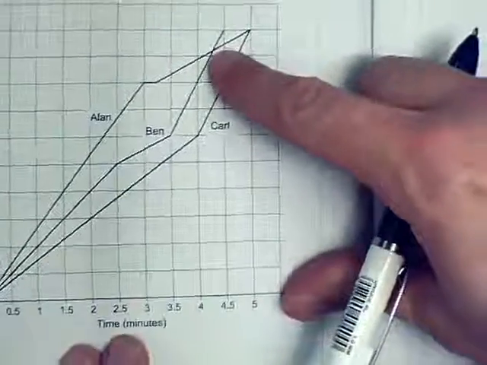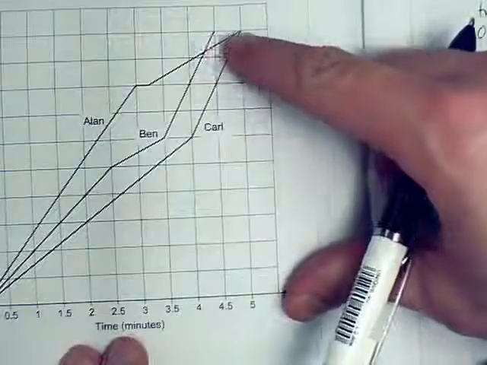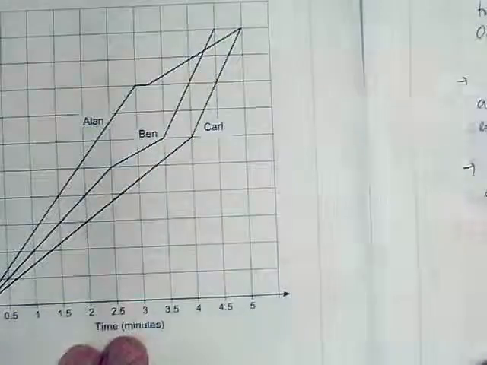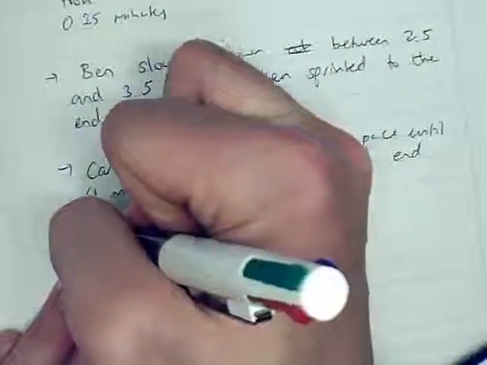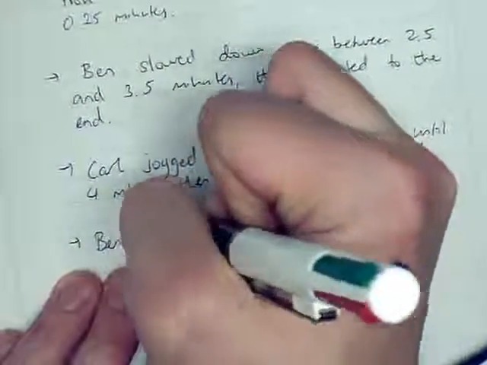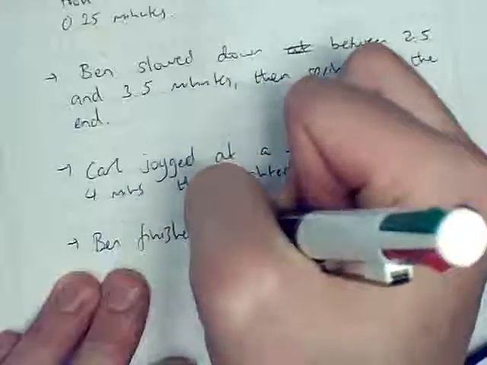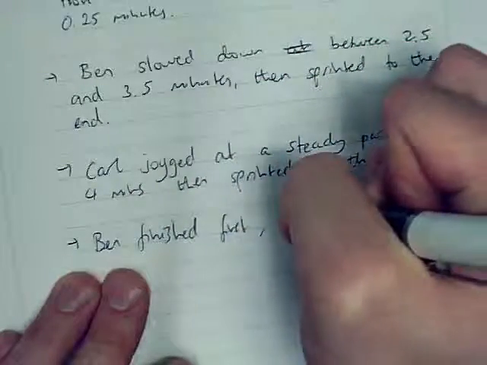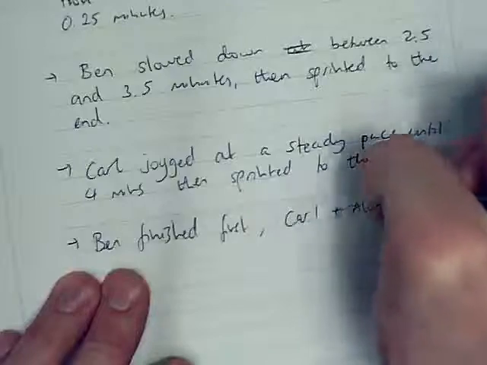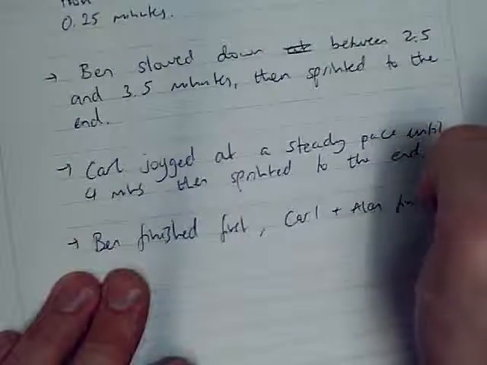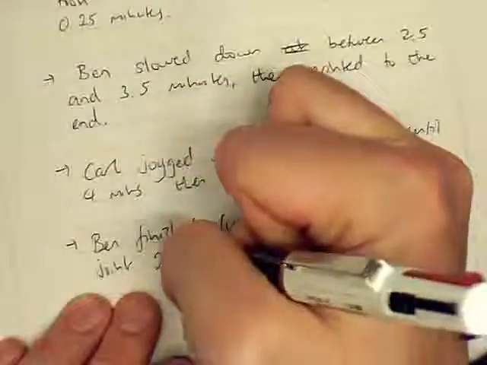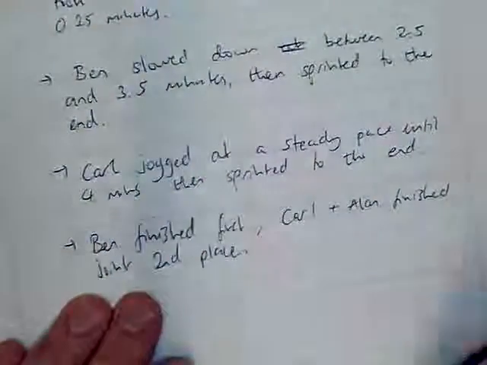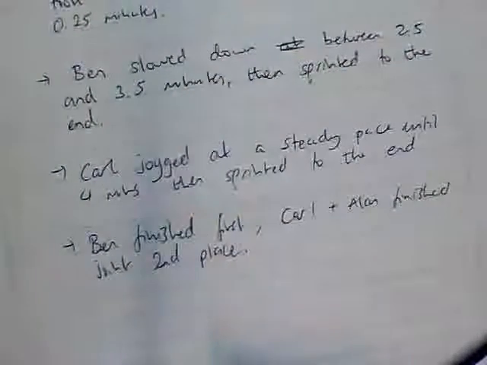And then as we think about the end, we know that Ben finished first, and Carl and Alan joined second. So you basically want to describe the race, all the stages, and you need to mention Alan, Ben and Carl.